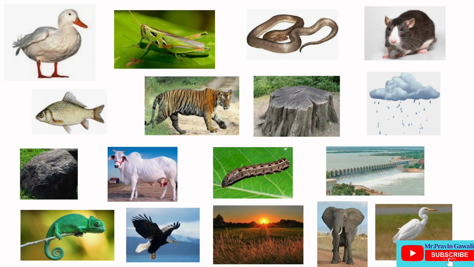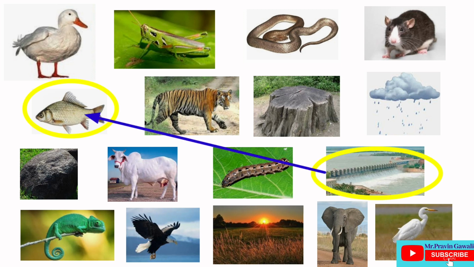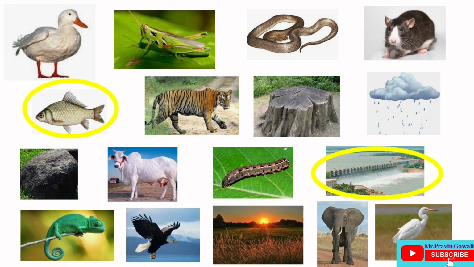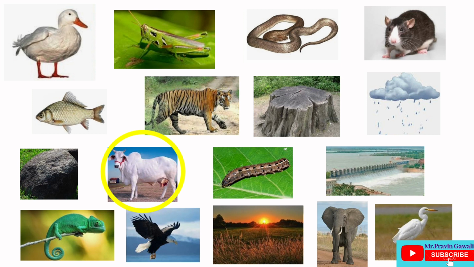Okay students, one more example I would like to tell you. Fish lives in water, egret eats fish as well as duck eats fish, and the big bird eats these small birds. Have you understood this one? Okay, very good. Now again one more example: cow eats grass and we human beings use milk of cow for ourselves. So there is mutual relationship between grass, cow and the milk that we use.